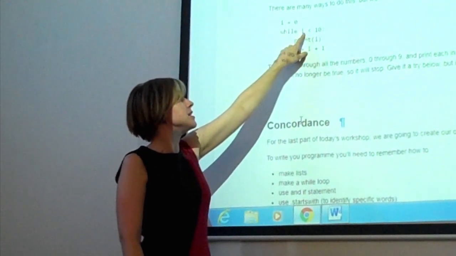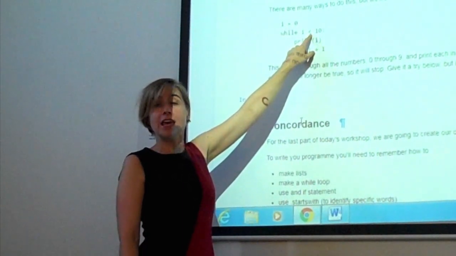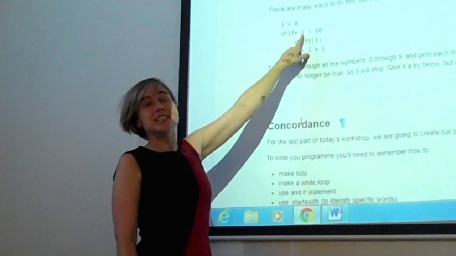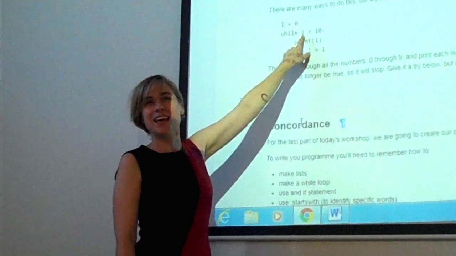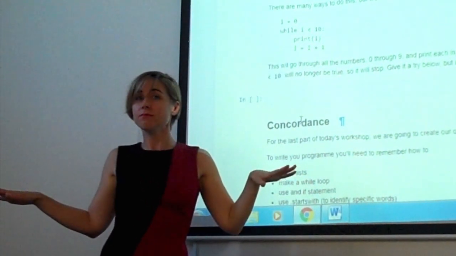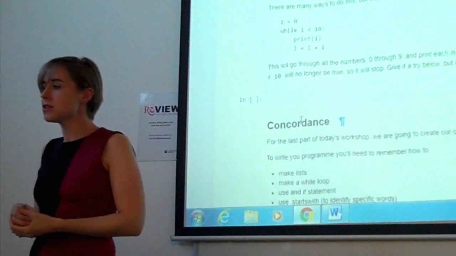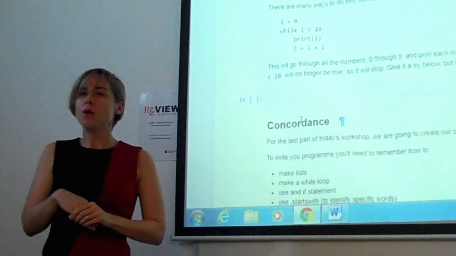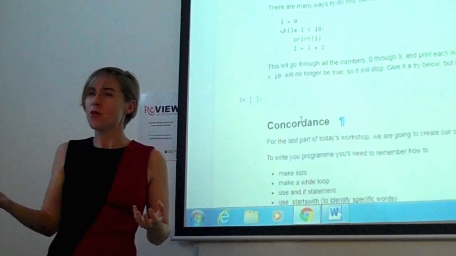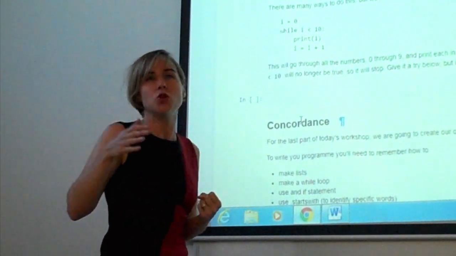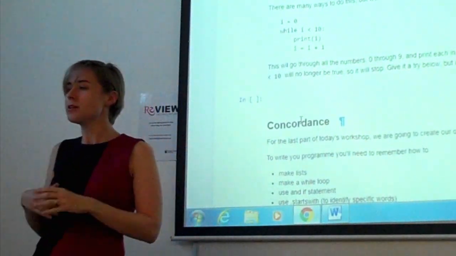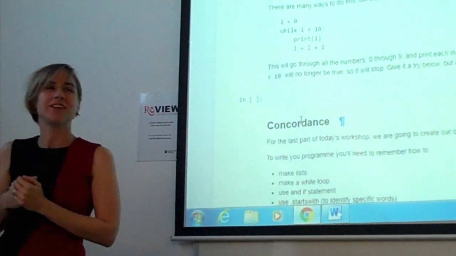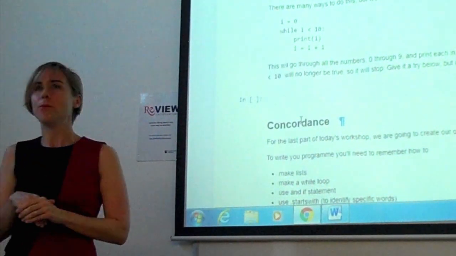And now it says, well, I is now 1. 1 is still less than 10, so let's do it again. 2 is less than 10. When it gets to 10, 10 is not less than 10, so it'll just stop. So go ahead and in that box, make yourself a little while loop. And you can be creative. Maybe it will just print your name 10 times. Or maybe it'll add each number to itself. So make a different number and say that add I to a running total. What is 1 plus 2 plus 3 plus 4 plus 5? Go ahead and have a look, and I'll come around and help you if I can.